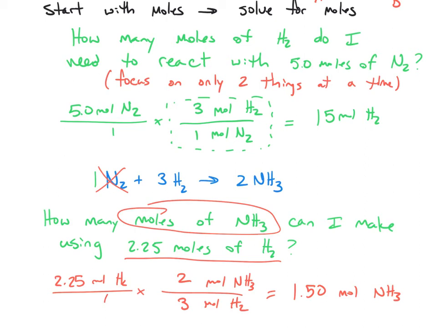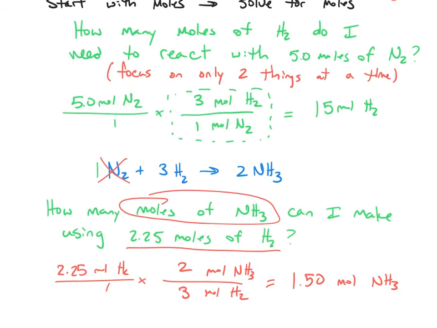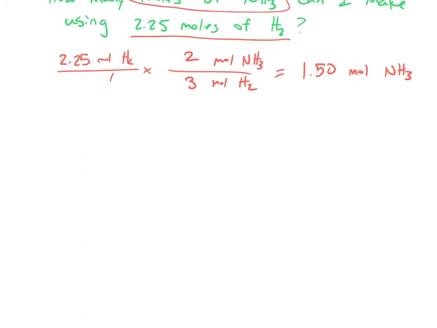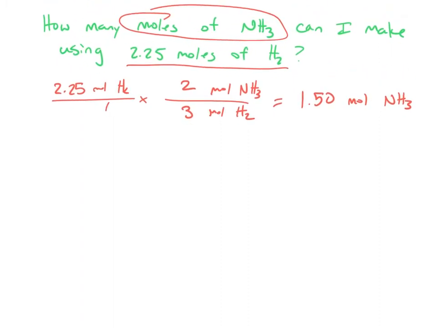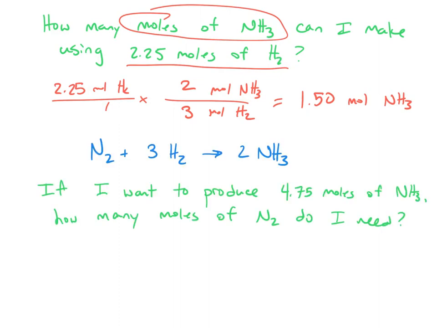So I'm going to do one last example involving the same chemical reaction. I'm just going to slide down so that I have a little bit more room to write. Once again, I'm going to write out the balanced chemical reaction. So I wrote down the balanced chemical reaction, and I also jotted down this practice problem. If I want to produce 4.75 moles of NH3, and then that's my starting number, how many moles of N2 do I need?